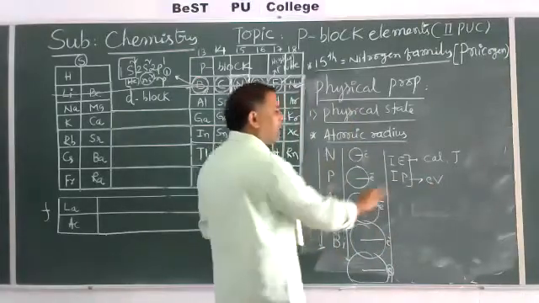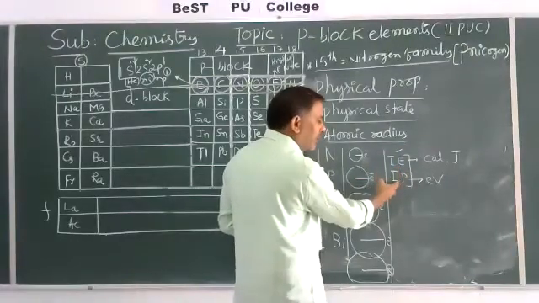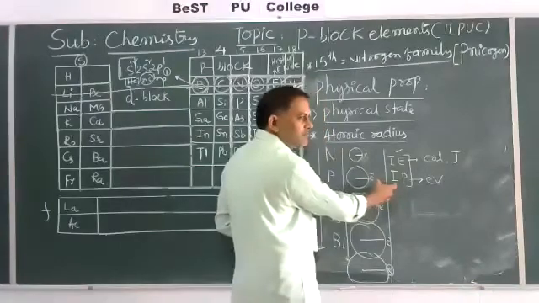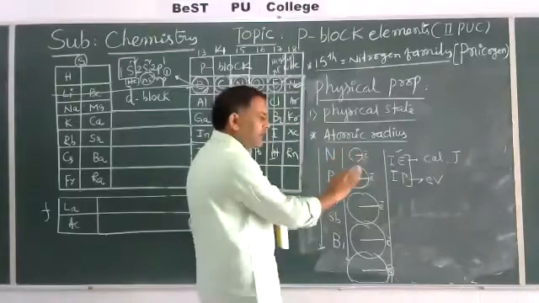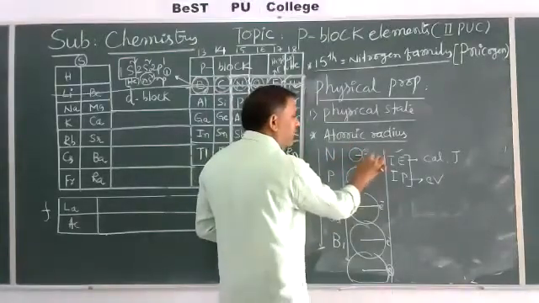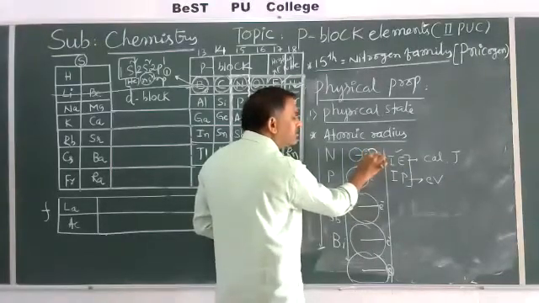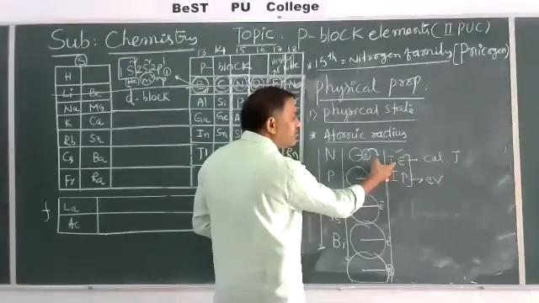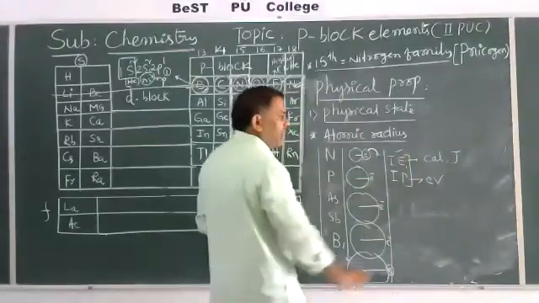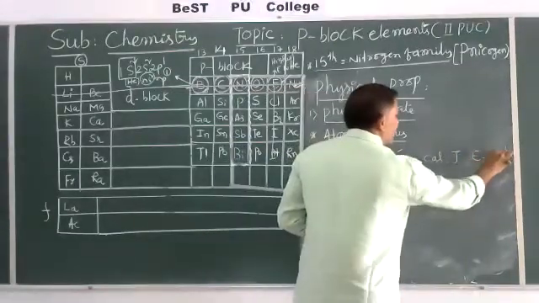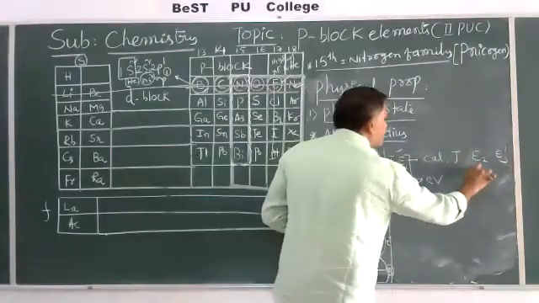The definition is the same. While using IP, a minimum amount of energy is required. Here IP means minimum potential required. The concept is the same, the definition is the same. So the minimum amount of energy required to remove one electron from an isolated neutral gaseous atom is called ionization energy, IE1. To remove two electrons, IE2. To remove three electrons, IE3, and so on, and for n electrons, IEn.